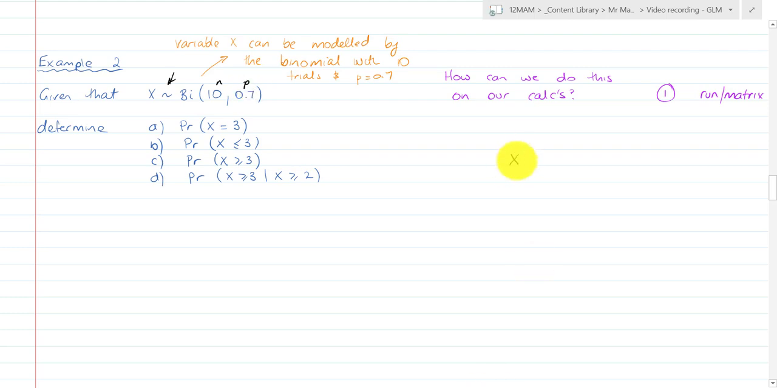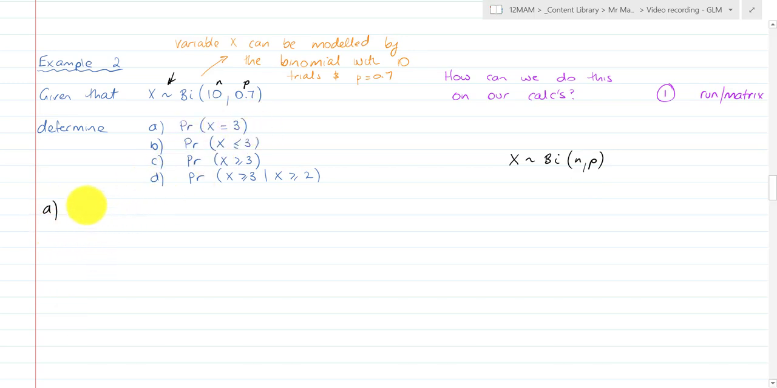And so you might get something like X is approximately equal to Bi, or it could just be B, and then n comma p. You might be given that information, and n and p is all you need. Now in a moment I'm going to show you how to do this in a calculator, but first let's just do a couple of these questions.